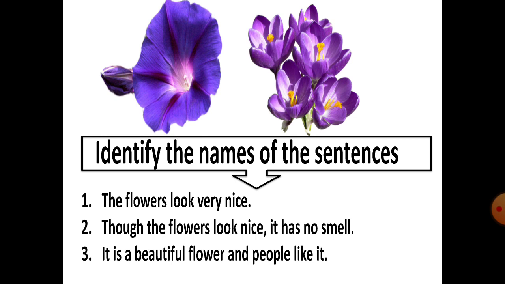Look, these three sentences. Identify the names of the sentences. Try to guess it. First one, the flower looks very nice. How many subjects are here? One subject. What's that one? The flowers. Is not it? Yes.